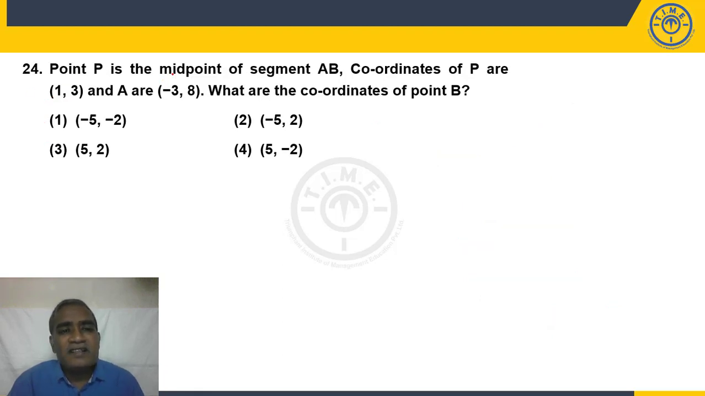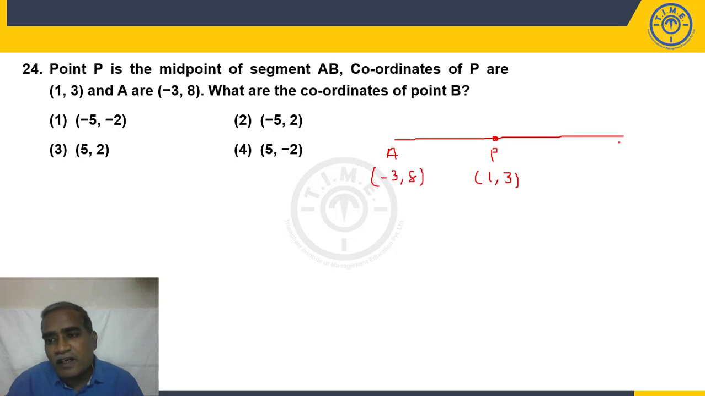The point P is the midpoint of segment AB. Coordinates of P are 1, 3 and A is minus 3, 8. What are the coordinates of the point B? P is the midpoint, given as 1, 3. A is minus 3, 8. I want B. I am considering B as x, y. Midpoint of AB formula: x1 plus x2 by 2, comma, y1 plus y2 by 2. This is the midpoint.